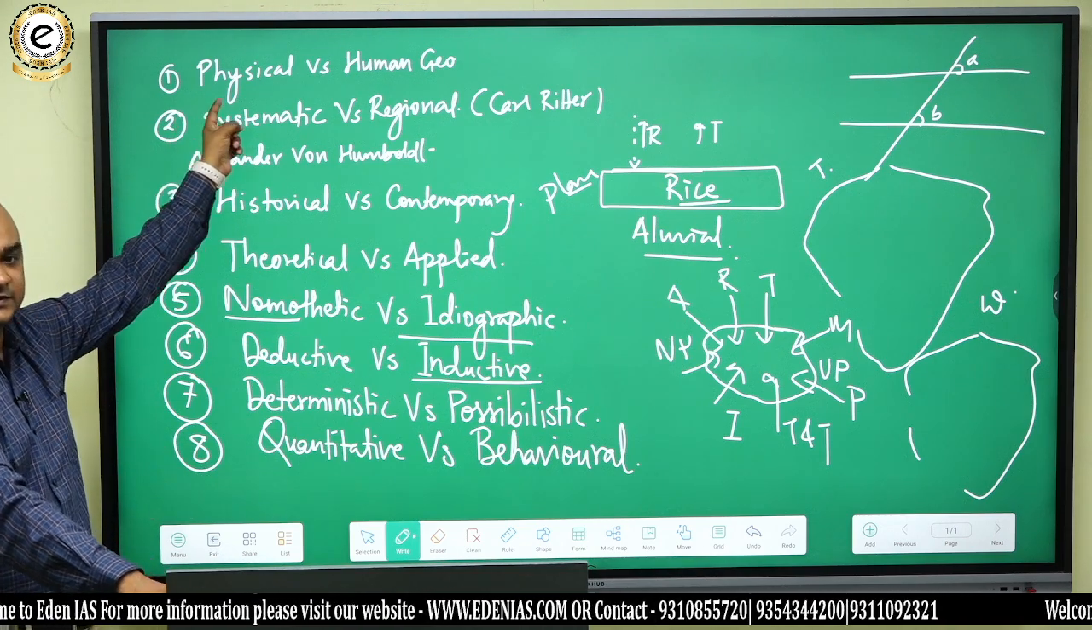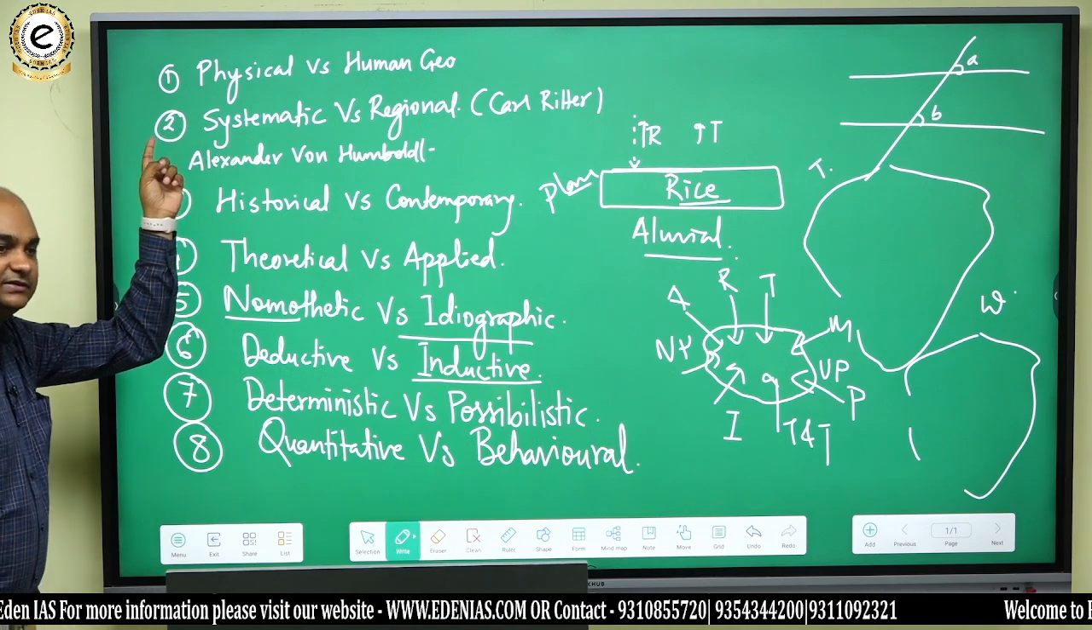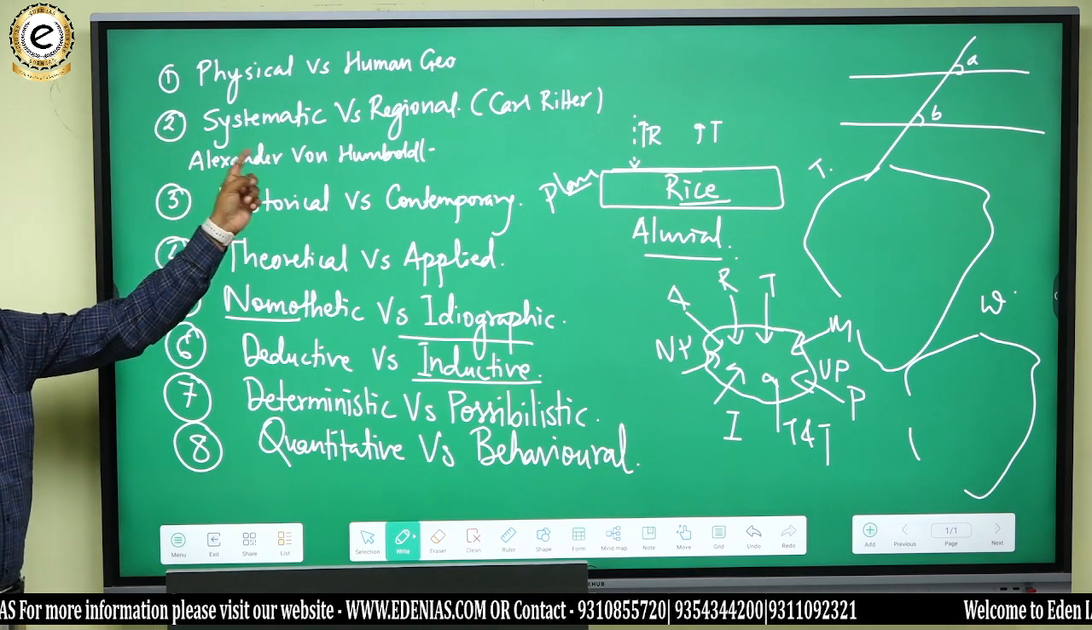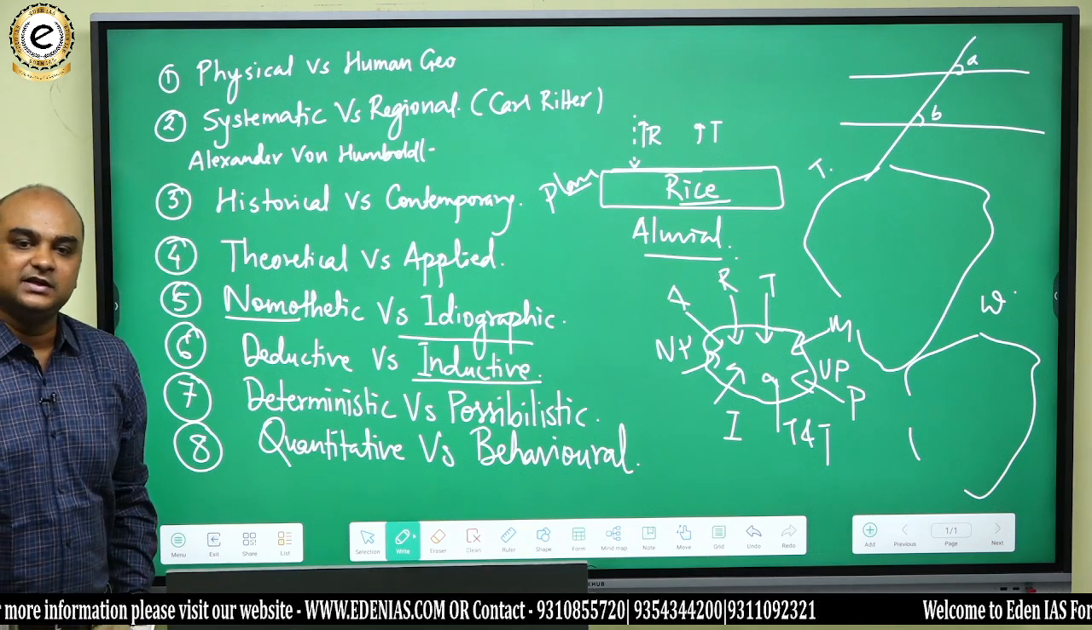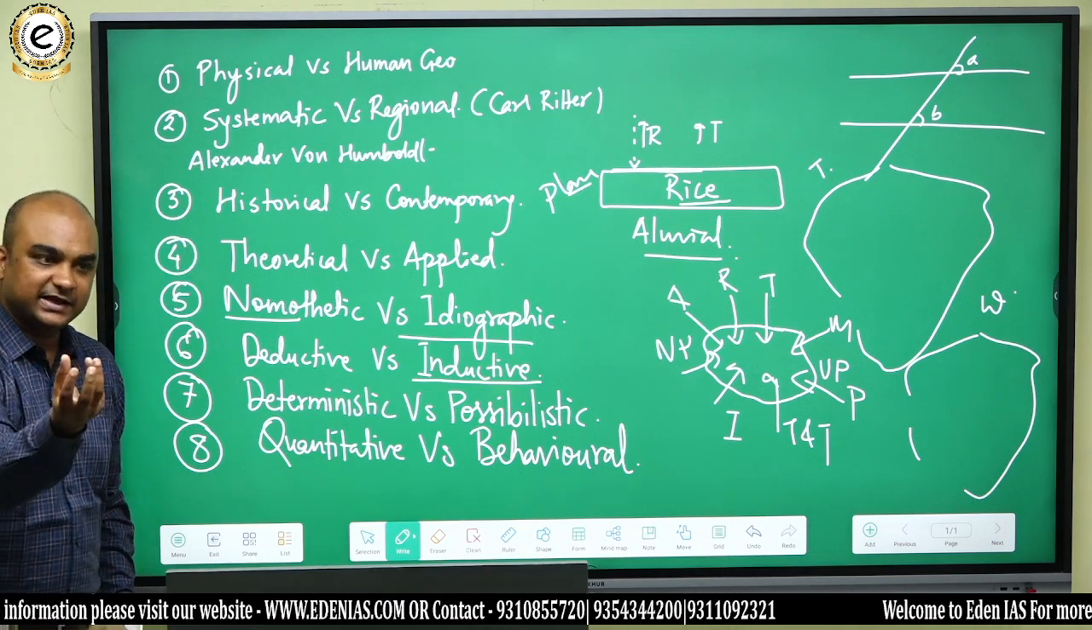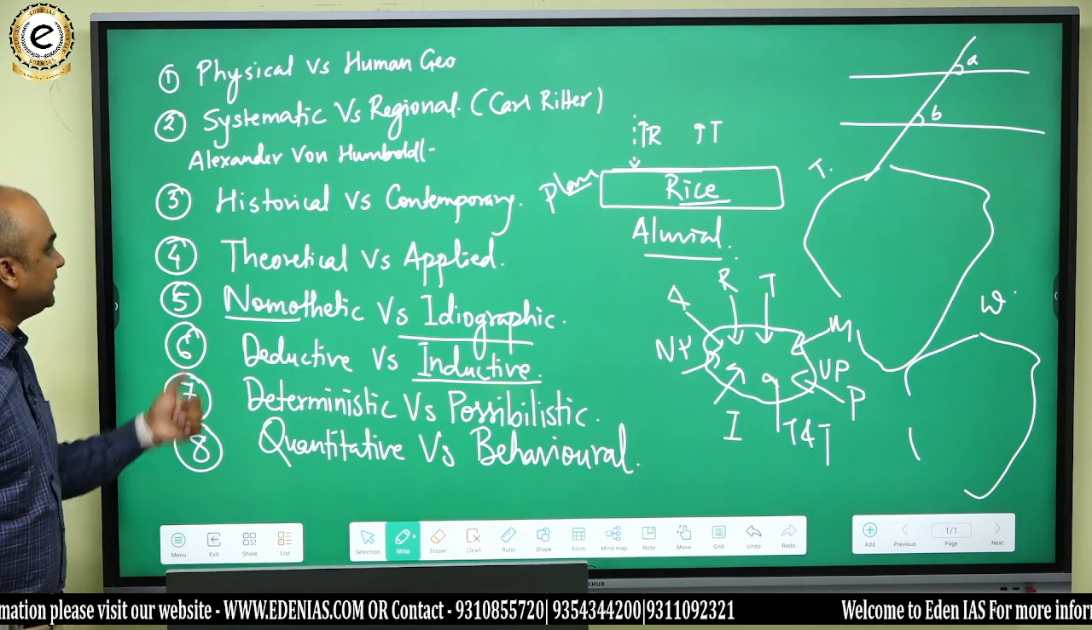So these are the 8 dichotomies that we will encounter in geography. First one is physical versus human. Are you clear with that? The second one is systematic versus regional. Systematic में मतलब एक geographical element सारे region के ऊपर. Regional में कोई एक region उसमें सारे geographical element.